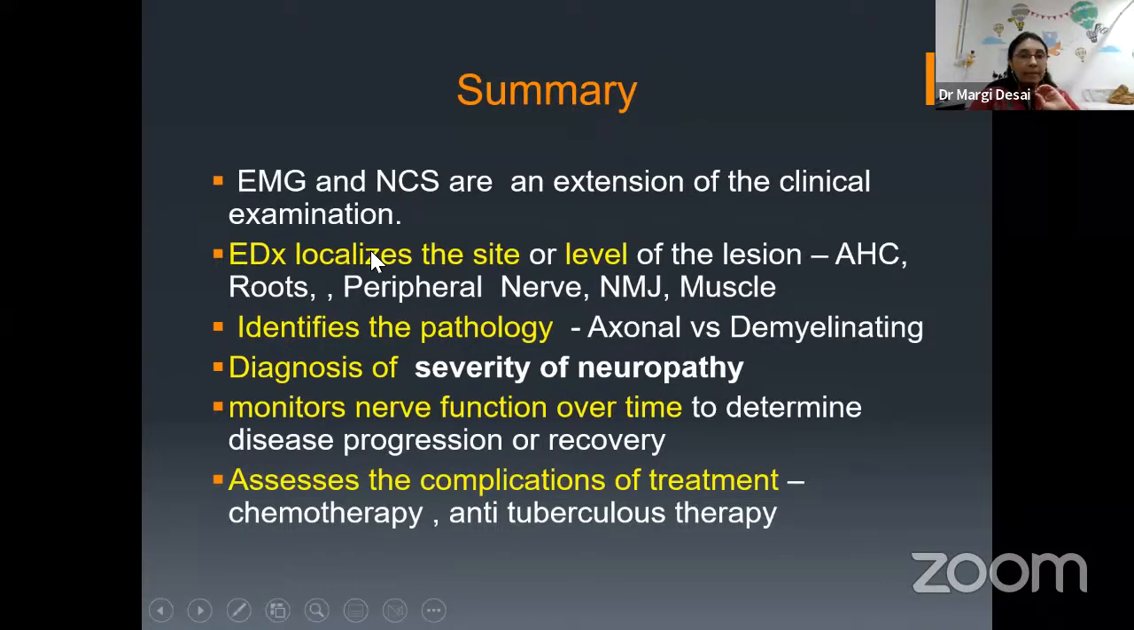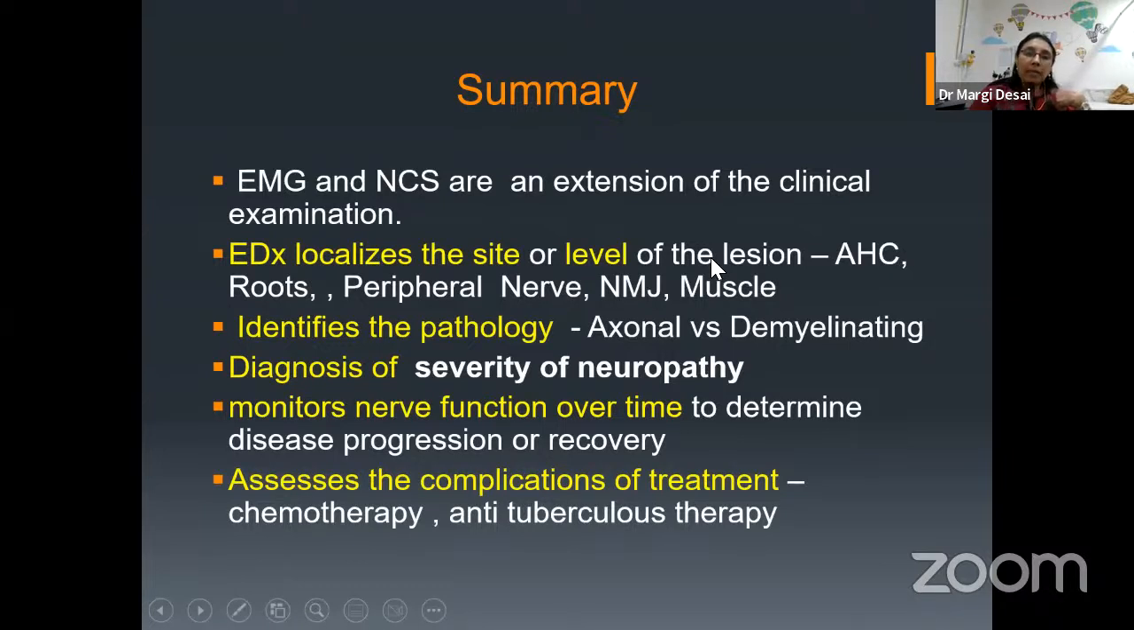Electrodiagnosis localizes the site, that is the level of the lesion. Everything in neurology is about where is the lesion. Is the lesion at anterior horn cell, is it at the level of the root? Is it at the level of the peripheral nerve? Is it at the level of the neuromuscular junction or at the level of the muscle? So this is the entire neural axis starting from the spinal cord to the muscle. And EMG nerve conduction helps localize the site or the level of the lesion.